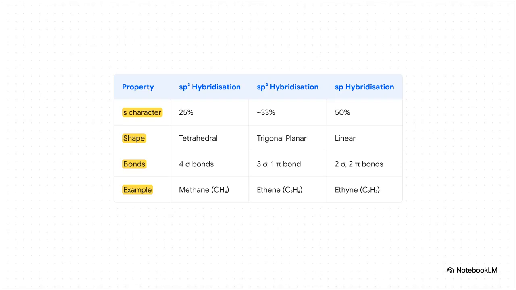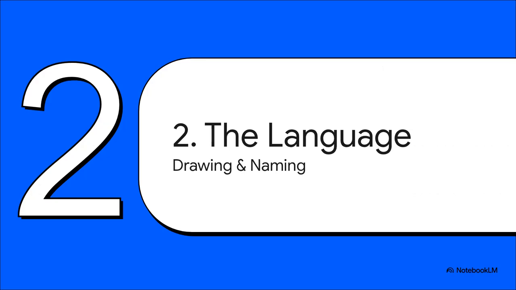Okay, zoom in on this table, because this is where the magic happens. Look at that top row, s character. As that number goes up, from sp3 to sp, the bonds actually get shorter and stronger. Why? Because the s orbital is snug and close to the nucleus. This also cranks up carbon's electronegativity, making it better at pulling in electrons. This one relationship, straight from page 257 of your NCERT, is the secret to solving tons of NEET questions on bond length, strength, and even acidity. This is pure gold. Okay, let's move on.